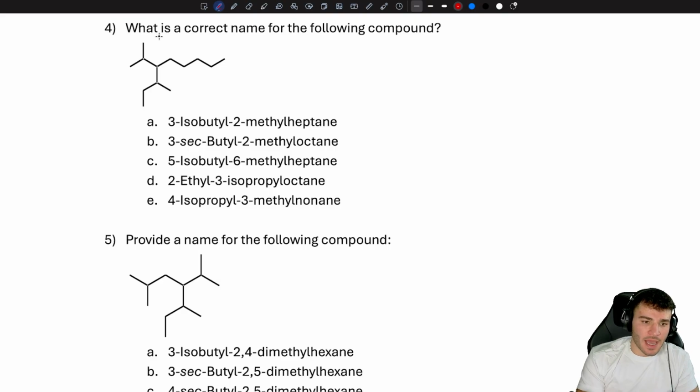In the next question, we're being asked what is a correct name for the following compound. Now notice I worded this specifically. I didn't say IUPAC name. It's not an IUPAC name, and if you look at all the answer choices, all of them have common names, which you're kind of thinking, okay, maybe one of these substituents is a common group, and it is, right? We're going to see that very soon.